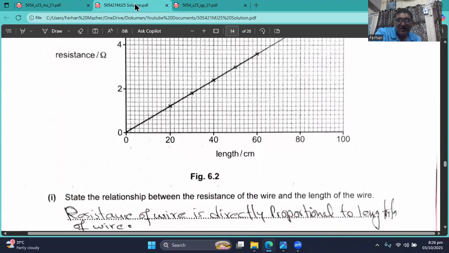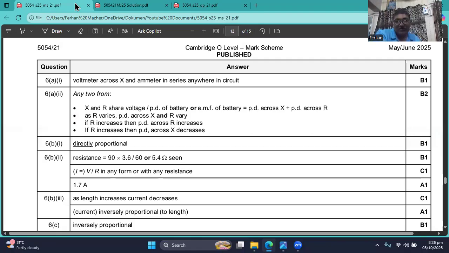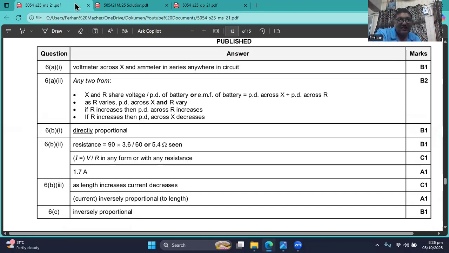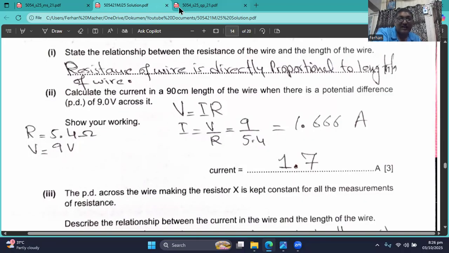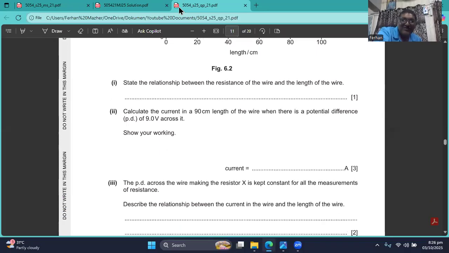Let me show you. I have written the answer. Resistance of the wire is directly proportional to the length of the wire. You just have to state, you don't have to explain. I was explaining, but you only have to state the relationship. Just state, don't explain, but if you have the concept, then you can state it.